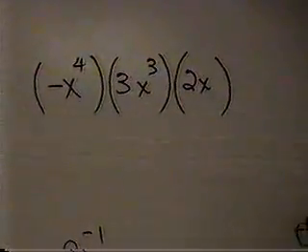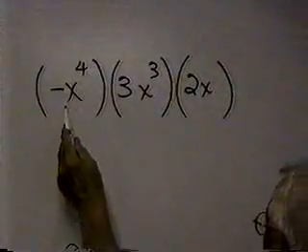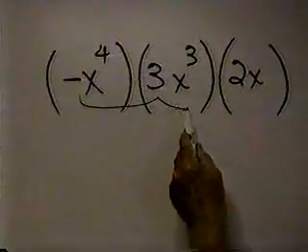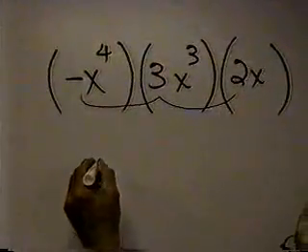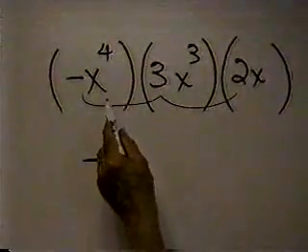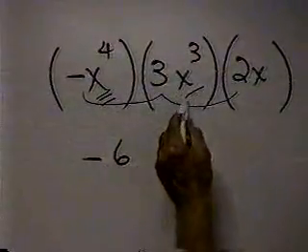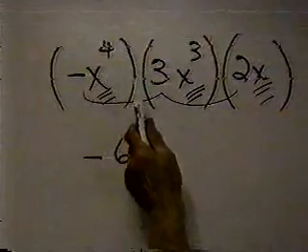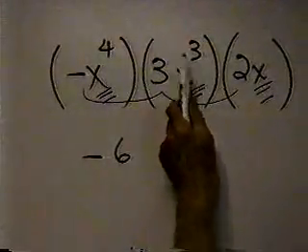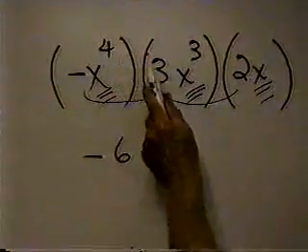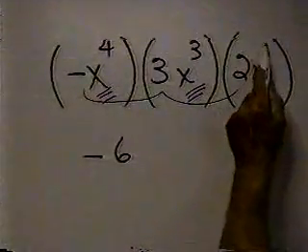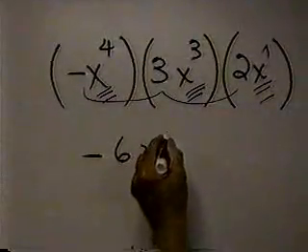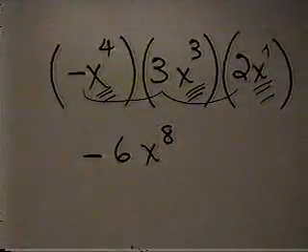All right, now what you need to learn to do is you multiply numbers. This is a minus 1 times numbers times numbers. So that's a minus 6. Then you multiply the letters, x times x times x. Remember now, if you multiply x times x, you add powers. So that's 4 plus 3 plus 1. If there's not a number there, it's a 1. So you have x to the 8th power.